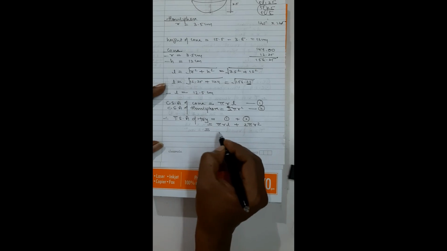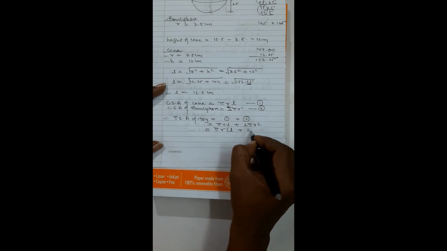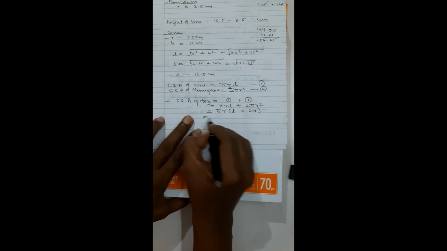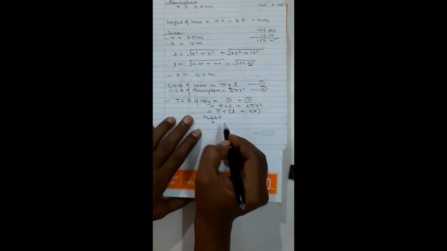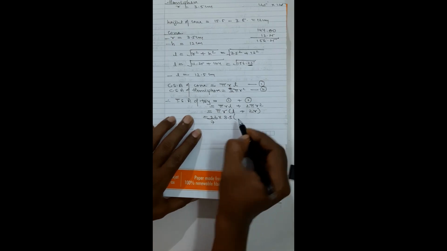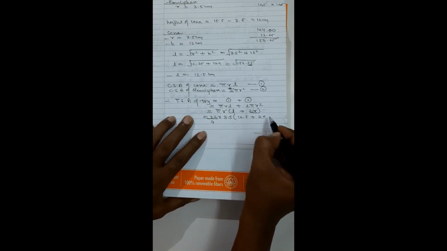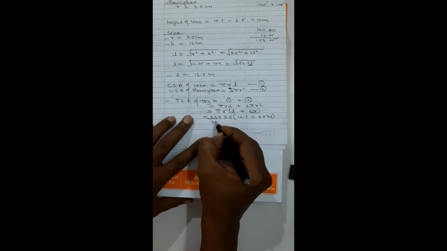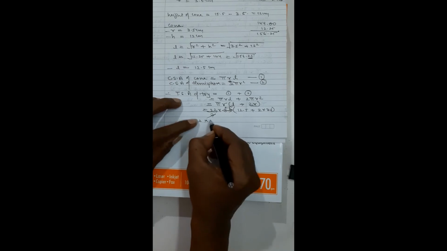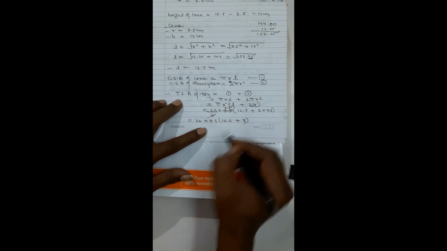Pi r will go as a common factor. L stays over here, pi r is gone out, 2 will stay and r will also stay. 1 r will stay and 2 will go, pi has gone out. So what we get is 22 upon 7 into r, which is 3.5, into L, we have found 12.5, plus 2r, 2 into 3.5, which is 7. This will be 22 into 0.5, into 12.5 plus 7.